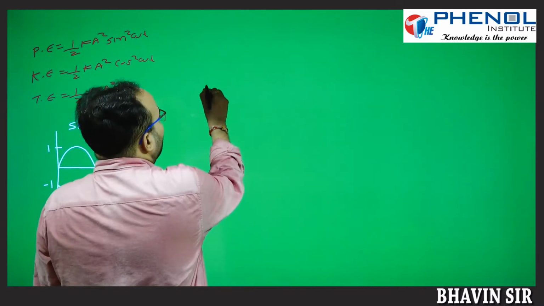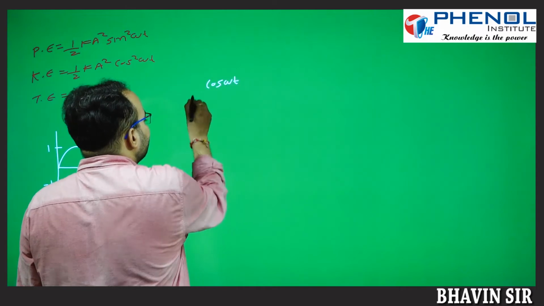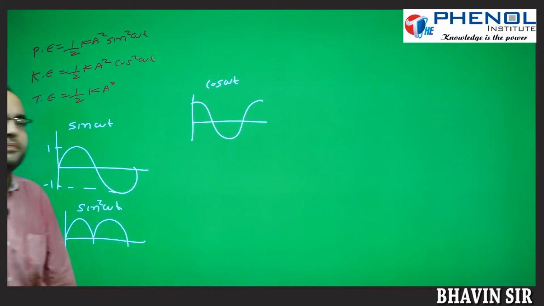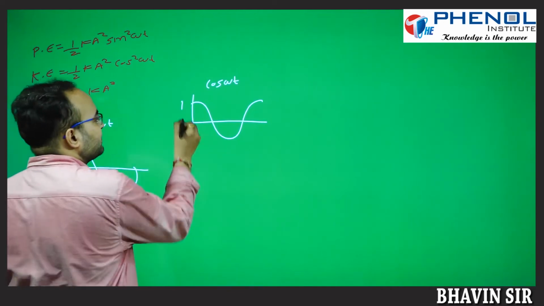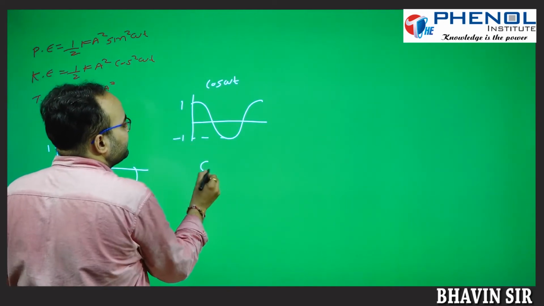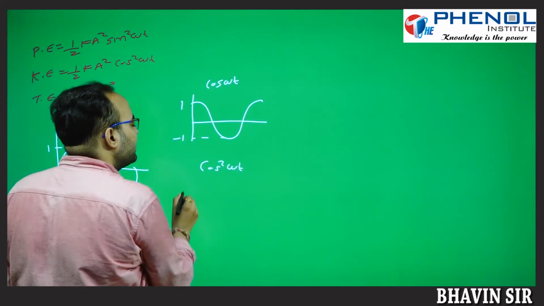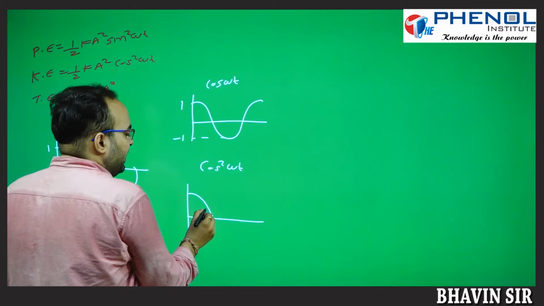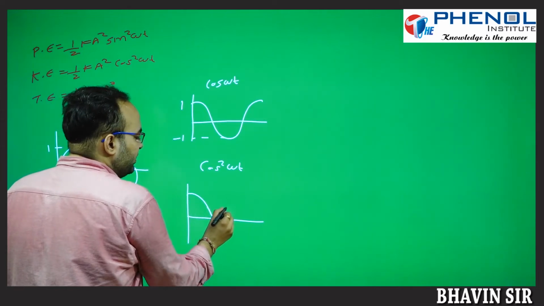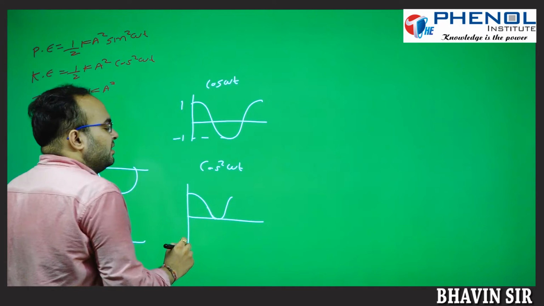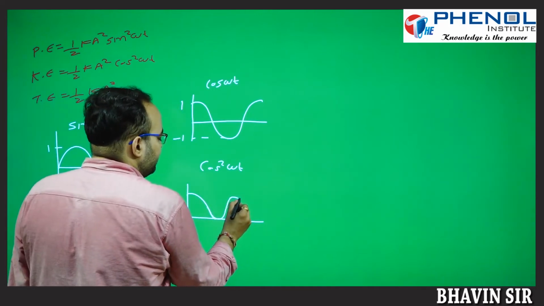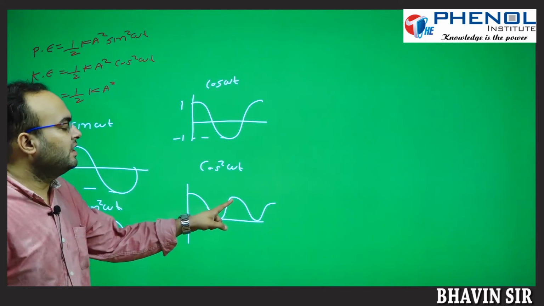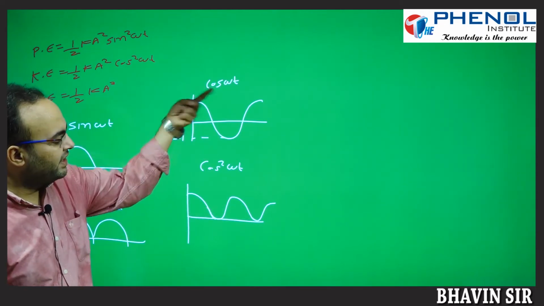So for cos omega t, what is the graph? This is the graph of cos omega t. Again this is 1, this is minus 1. But if you want to draw the graph of cos square omega t, then the first portion is the same. Now the second portion.